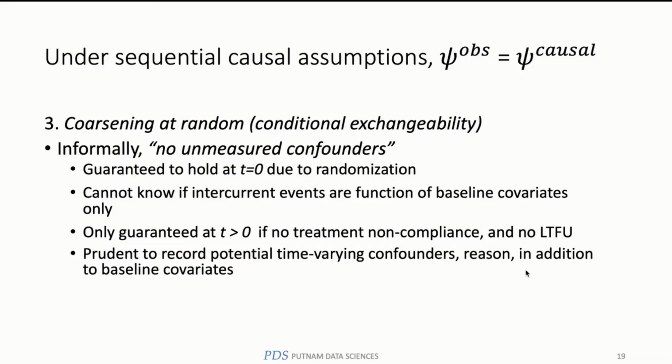And so the best thing is to not have unmeasured confounders. So it's prudent to record potential time-varying confounders and the reason for dropout or noncompliance, in addition to the baseline covariates that you measure. That's always a good idea, because hopefully then you won't have unmeasured confounders at all.